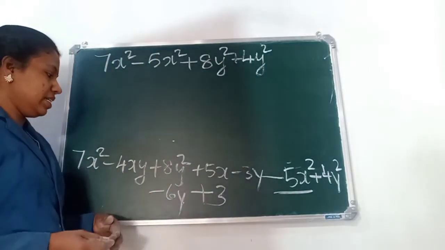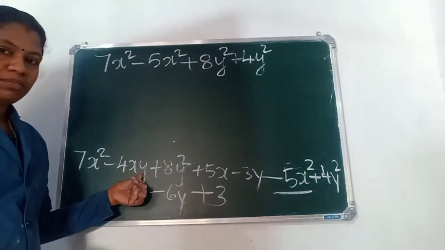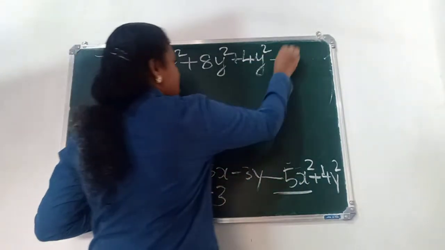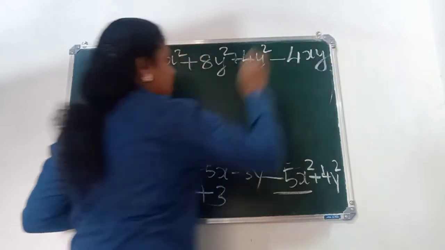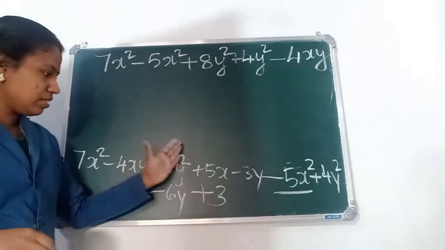Now next, the xy term. Is there any other xy term? No, only one xy term, that is minus 4xy. Write that term itself. So these three terms are done.